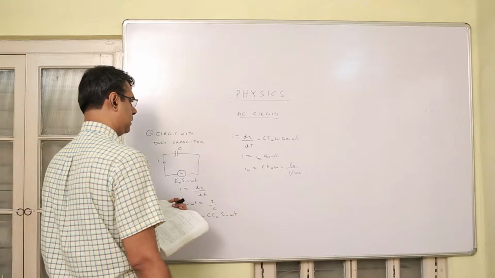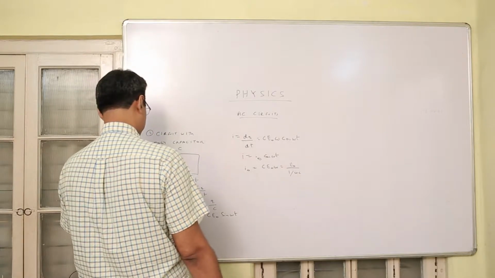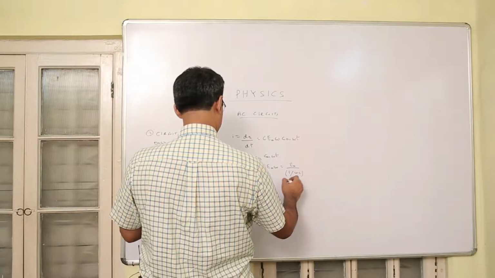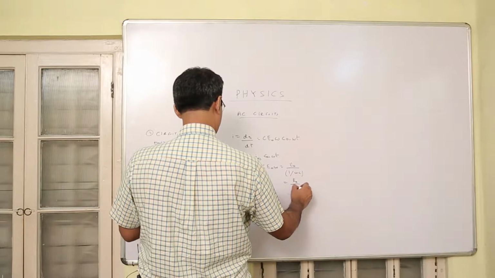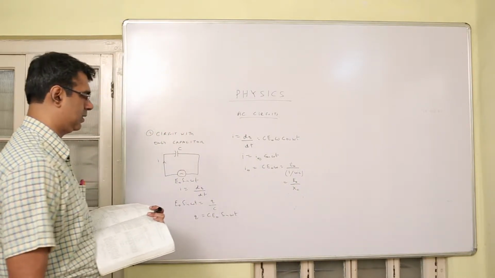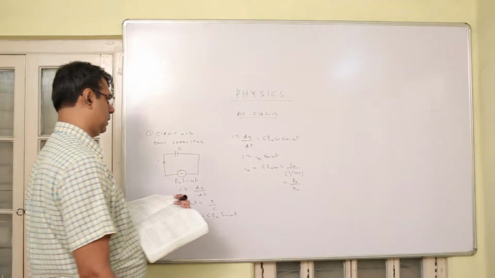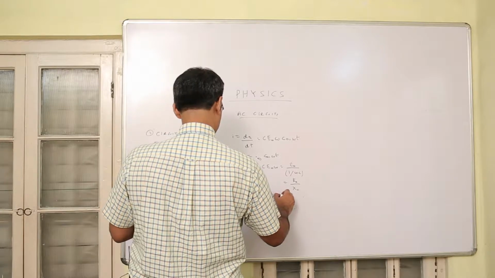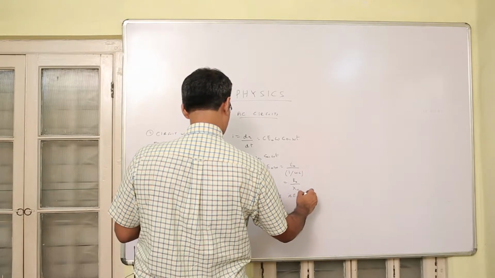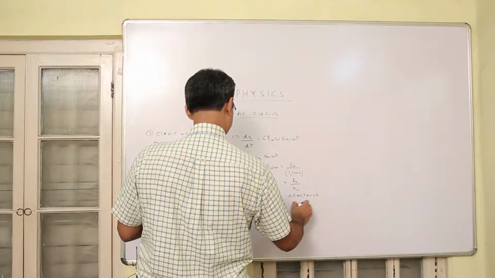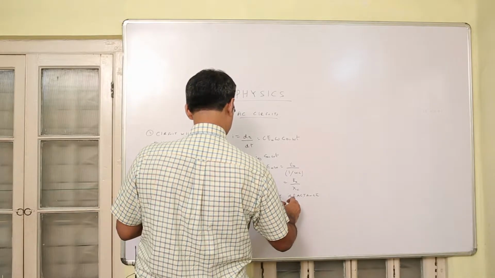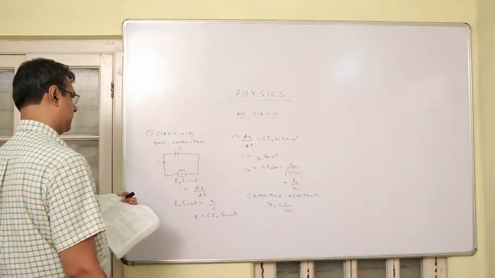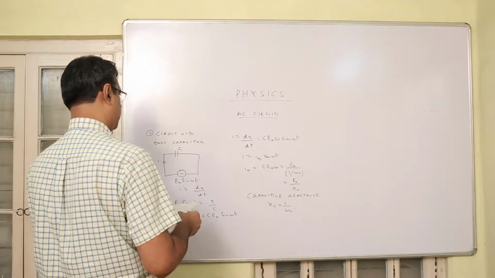Now E0 has the unit of voltage and I0 is the unit of current. So this will have the units of resistance, that means ohms, and in fact it is called the capacitive reactance of the circuit. So the capacitive reactance of the circuit is given by Xc is equal to 1 by omega C.